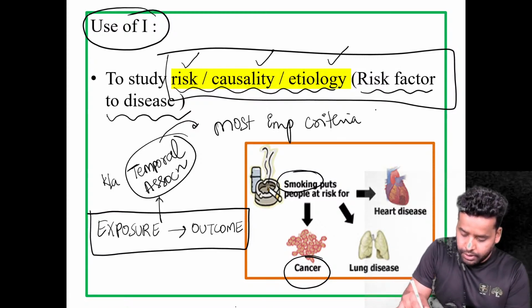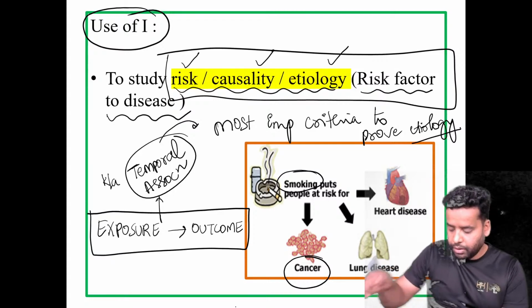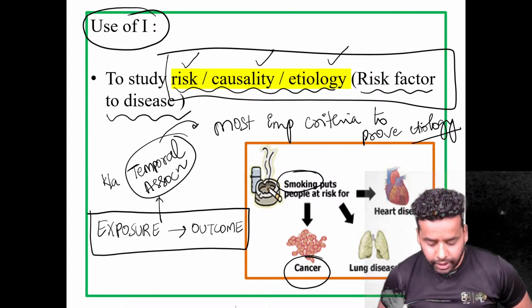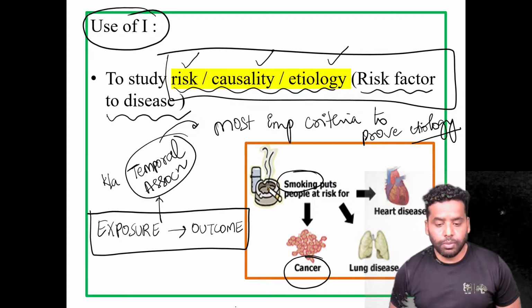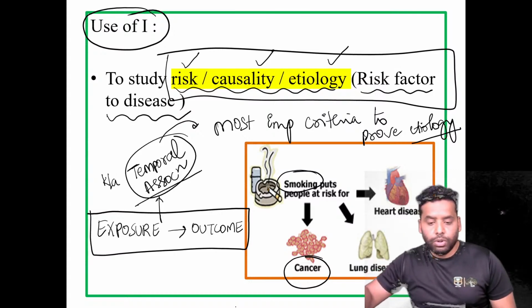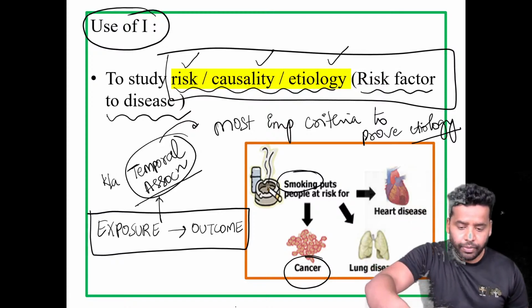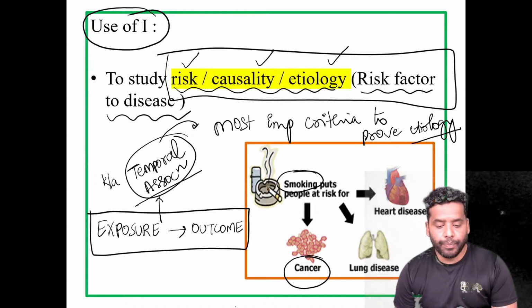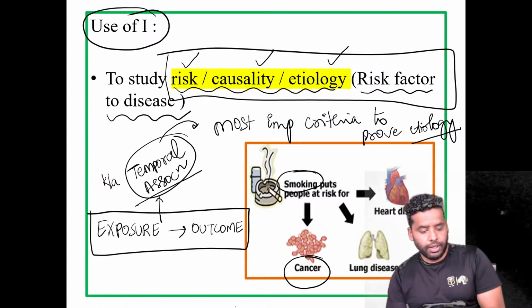Temporal association is the most important criteria to prove etiology. Write this word. Temporal association is the most important criteria to prove etiology. If I want to prove alcohol is the cause of liver cancer, what is the most important criteria we need to establish? So what is your answer? Temporal association. Yes, good. T for temporal association.